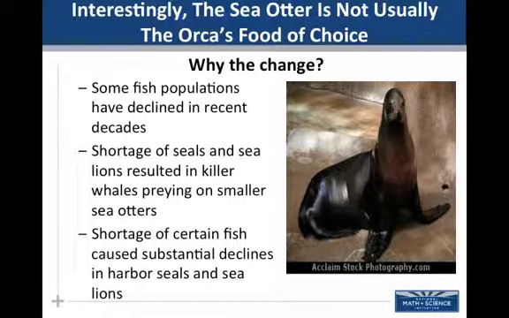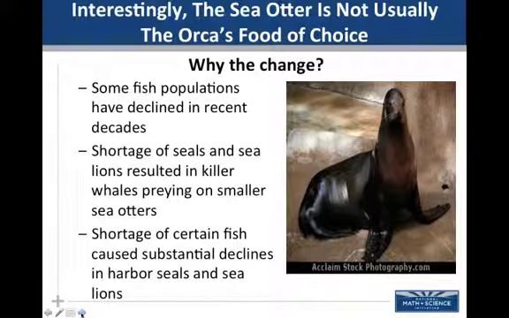They've had some fish populations decline in recent decades, as well as shortages of certain fish, that have caused the decline in the harbor seals and sea lions. So it's sort of been this chain effect because there's this food web going on. Because they've had issues with fish that sea lions and seals usually eat, they're not able to get enough energy to survive and to reproduce.